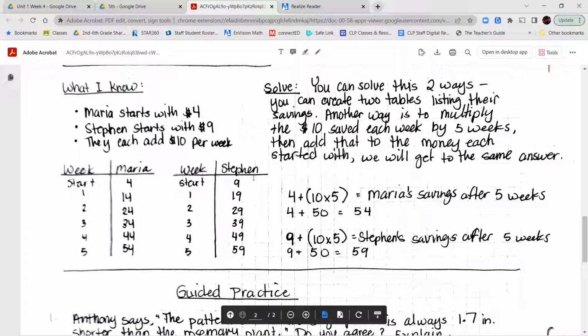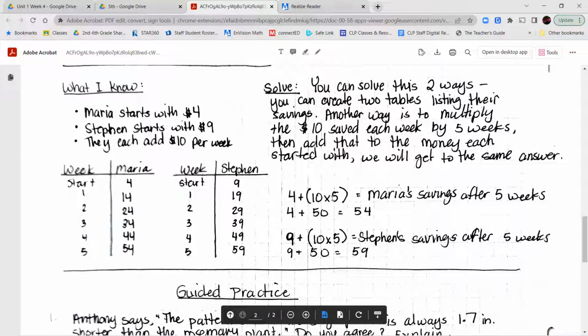Now, you can do this a different way as well. And this is going to be something we're going to see in our later lessons. Now, I can make the table and fill it out and just keep adding our group of $10 each time. Or if I want to figure out how much they have after 5 weeks, and I know they're adding $10 to their account each one of those weeks. So this is 1 group of 10, 2 groups of 10, 3 groups of 10, 4 groups of 10, 5 groups of 10. I can show 5 groups of 10 as a multiplication of 10 times 5.